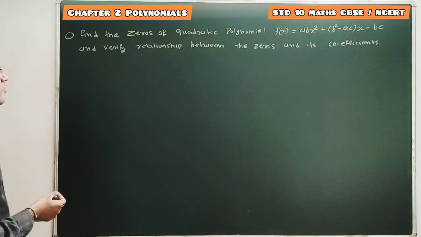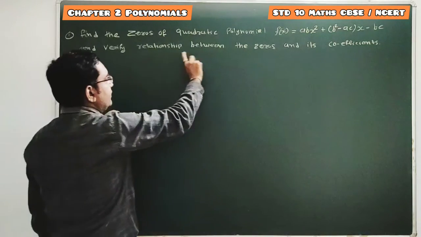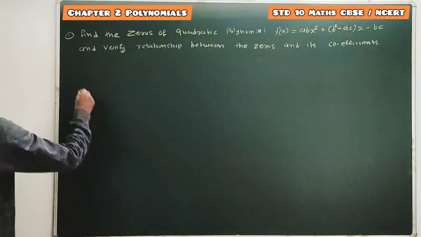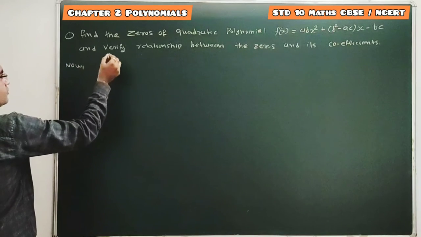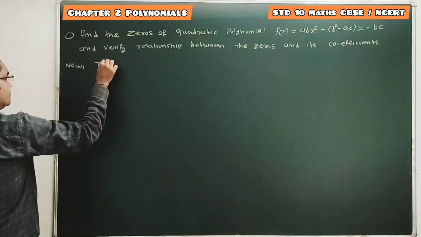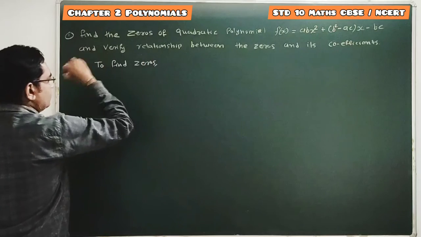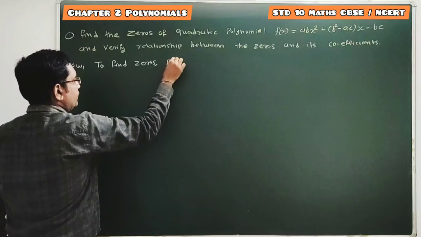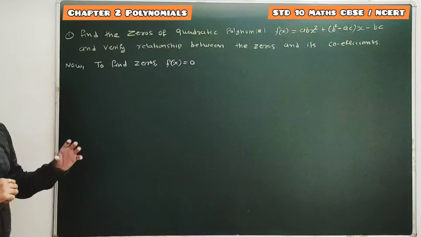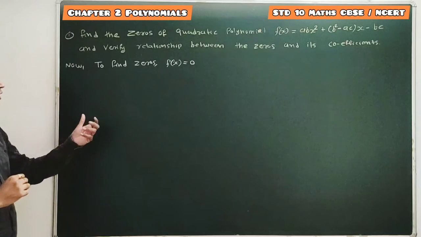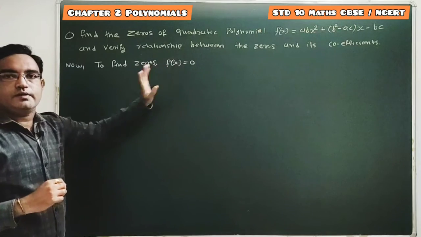Done. So first question, two parts are there. First we have to find the zeros and then we have to verify the relationship. So now we'll start with the given polynomial. To find zeros, we are comparing our polynomial f of x with 0. This is the first step that we have already discussed in our 9th standard. If you want to find the zeros of any given polynomial, we compare that polynomial with 0.